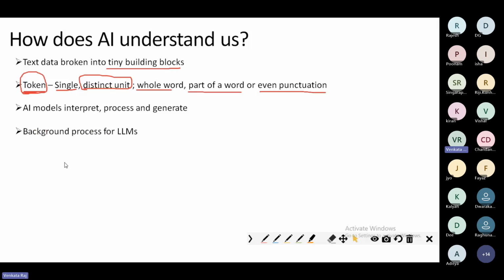Okay, so there are different steps involved in this tokenization process. And this tokenization is basically a background process for the LLMs. It is a background process for the LLMs. Clear, all of you? Till now, any queries?